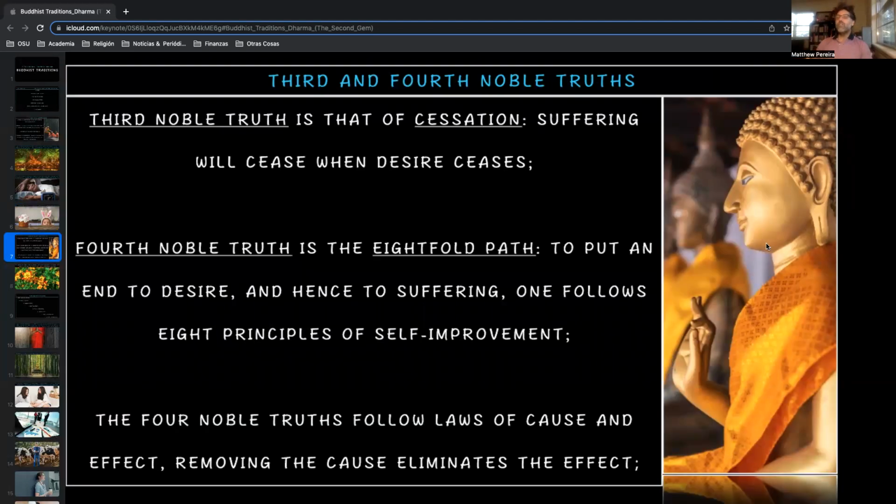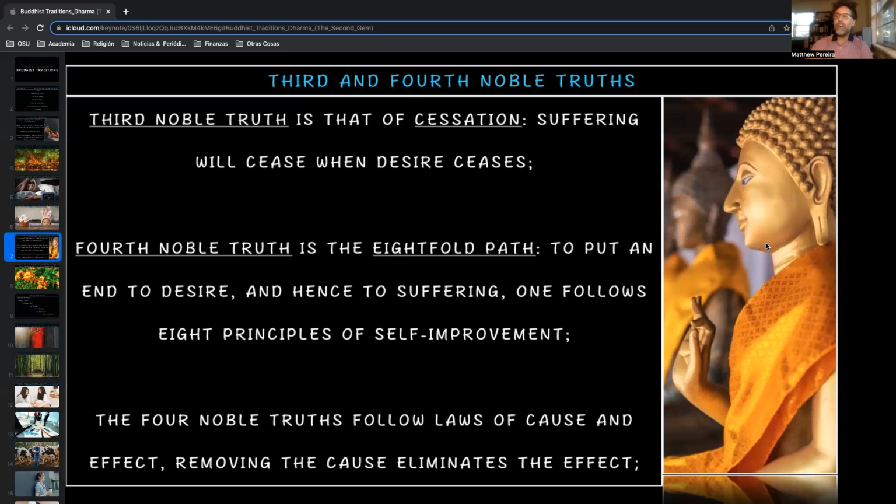Now, the third and fourth noble truth come after the first and second. The third is about the cessation of suffering. So the question is, how does one stop suffering? The answer is in the third noble truth, which states, if suffering is caused by incessant desire, then to stop suffering, one must learn to control and cease desiring. That leads to the fourth noble truth. And the fourth noble truth is to put an end to desire, which will put an end to suffering. One must follow these 8 principles of self-improvement, which we'll talk about now, which is known as the Eightfold Path.